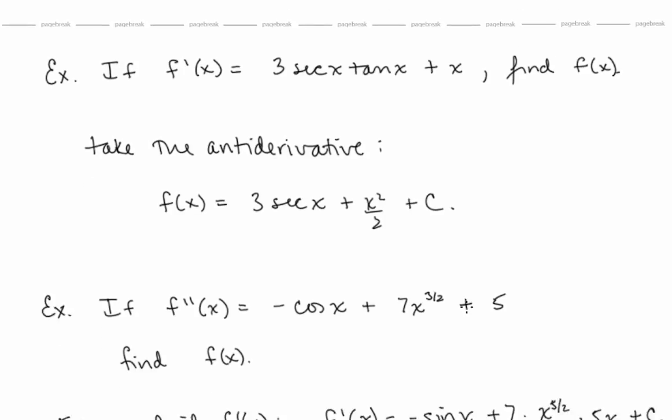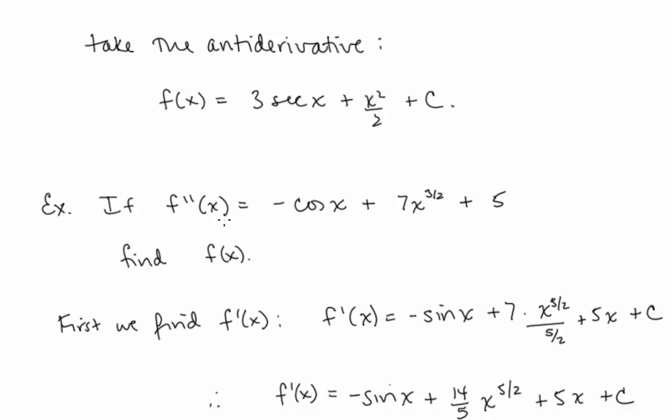Now let's take a look at what we have here. We're given a second derivative and we're asked to find the original function. So we're going to have to antidifferentiate twice. Starting with f double prime, we take the antiderivative and that will give us f prime. So let's do that. Here we have a negative cosine x, the negative carries, and then the antiderivative of cosine x is sine x. Here the constant multiple of 7 carries.